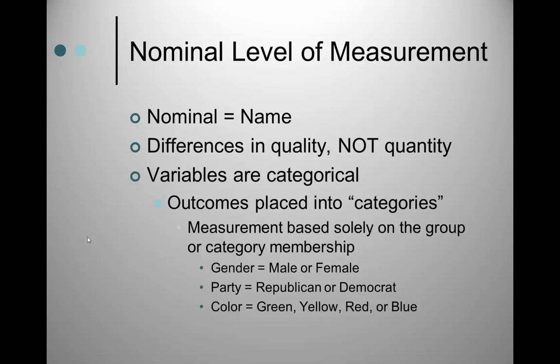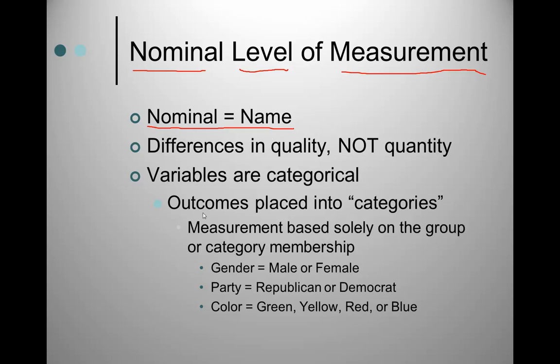Now, the nominal level of measurement is almost the most basic level of measurement that we can get. Your nominal level might just be a person's name. That basic. What is your name? They tell you. And that's it. They either are who they say they are, or they're not.